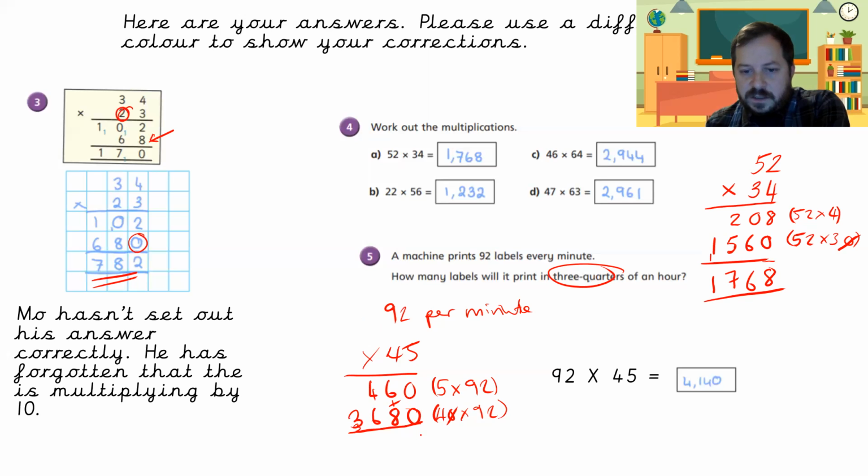Then I could do my addition. 0, 6 times 6 plus 8 is 14. 6 and 4 is 10, plus 1 is 11. 3 and 1 is 4. Our answer is 4,140. And that's how I would do it.